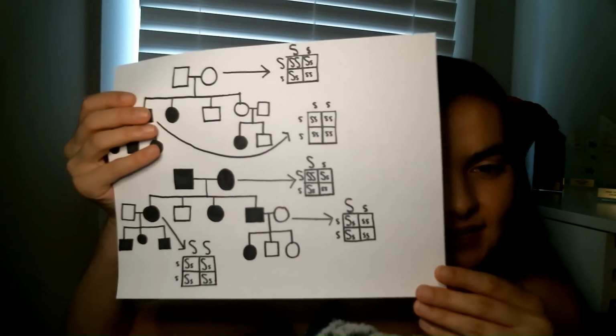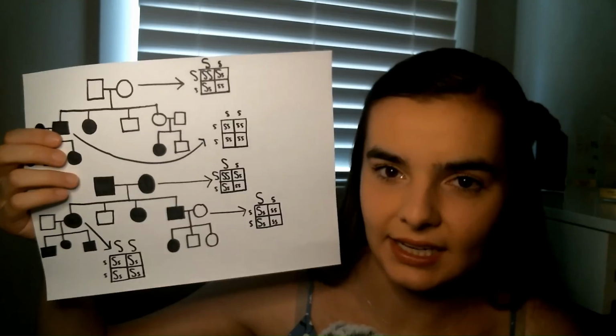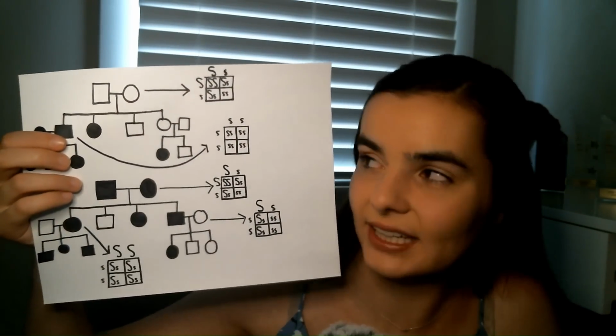Pedigrees are a huge thing for genetic counseling. It's basically a family tree, a family history, and we are going to be talking about pedigrees. Okay, so this is what a pedigree looks like. We have two different pedigrees here, one on top and one on the bottom. And like I said, it is a family tree.